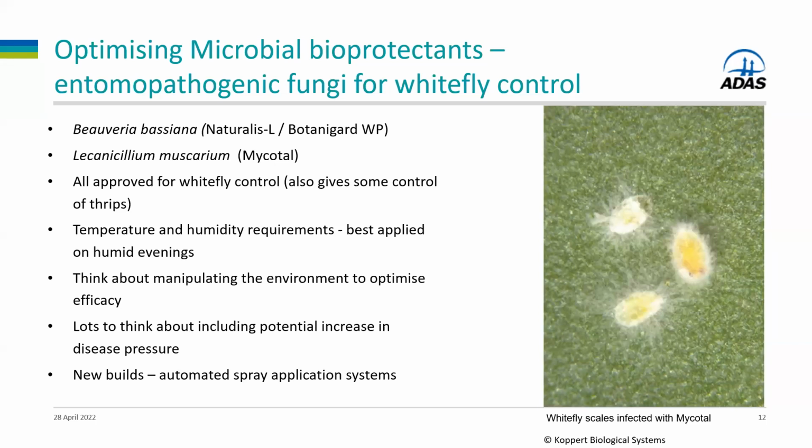But I'll just encourage people with new builds, new glasshouse structures, to really seriously think about automated spray application systems, because we know we've lost a lot of insecticides. That's a trend that's not going to change, and we're becoming more reliant on softer, more natural type controls. And if we've got automated systems that we can set automatically to apply these types of products, even in high summer at the right time, they can still contribute to our control and keep us producing good crops. Next slide, please.